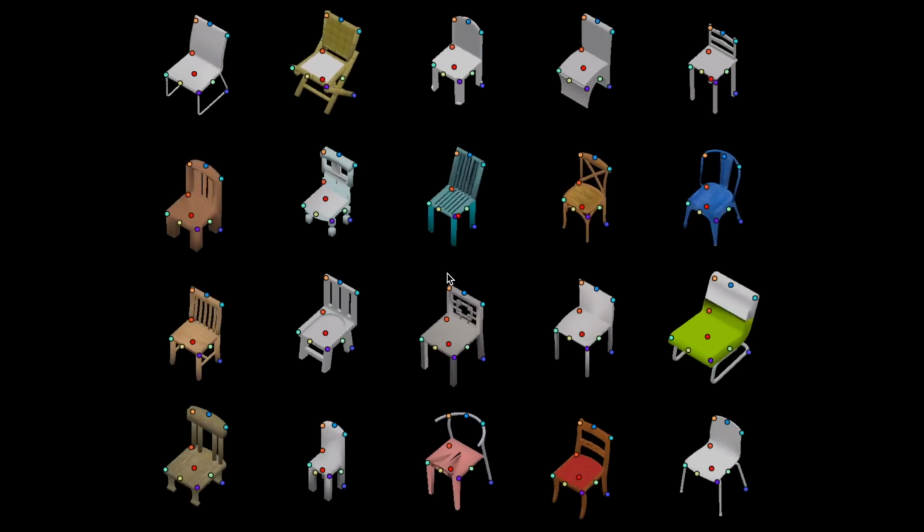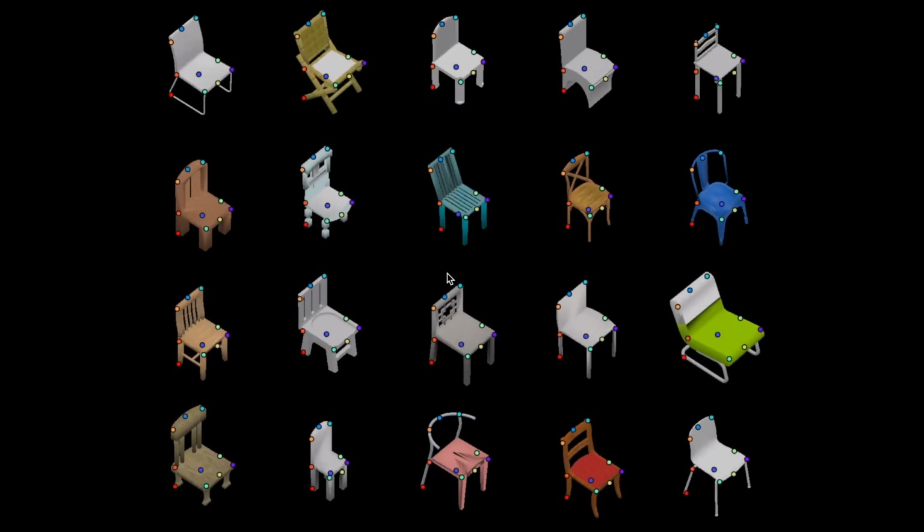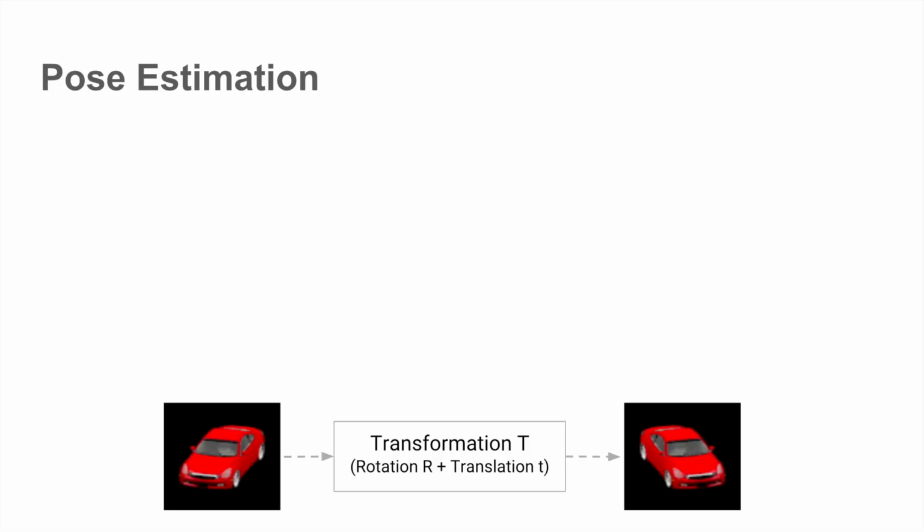Here are our key point results on test chairs from the ShapeNet dataset. Note that this is a frame-by-frame key point prediction using no temporal information. Our network can track key points even when they're occluded. And here's how it works.